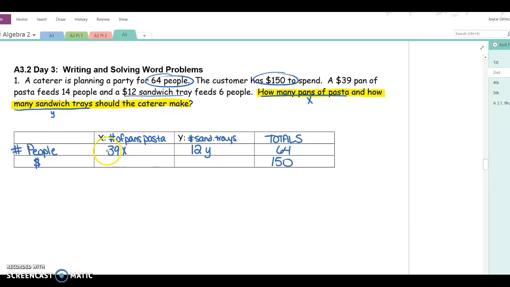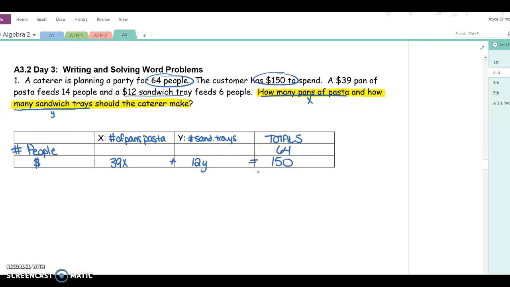Could you all see that if we take this 39x plus 12y, that's going to, oops, I wrote those in the wrong space, didn't I? Was anyone going to correct me? Did you guys notice that? 39 is money, so 39 times x, 12 times y, that's all money. Money times number of pans of pasta plus money times number of sandwich trays is going to give us the total amount of money.